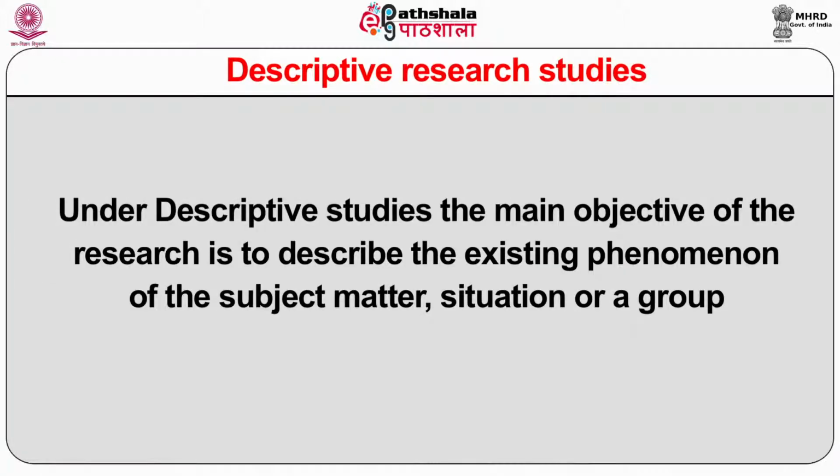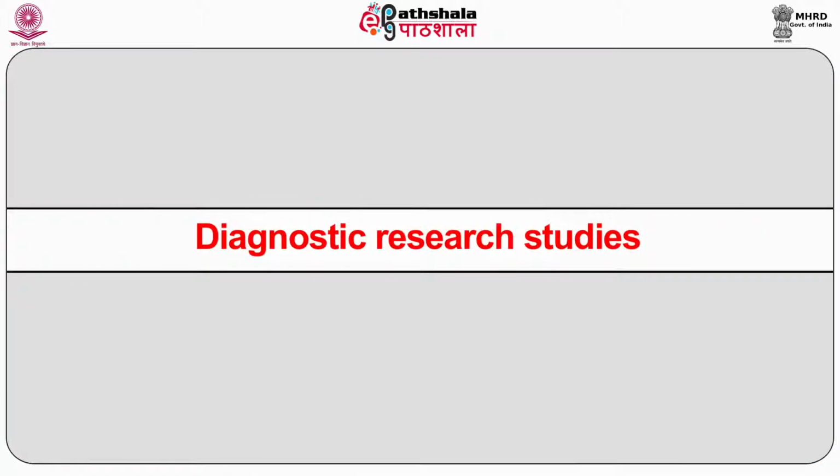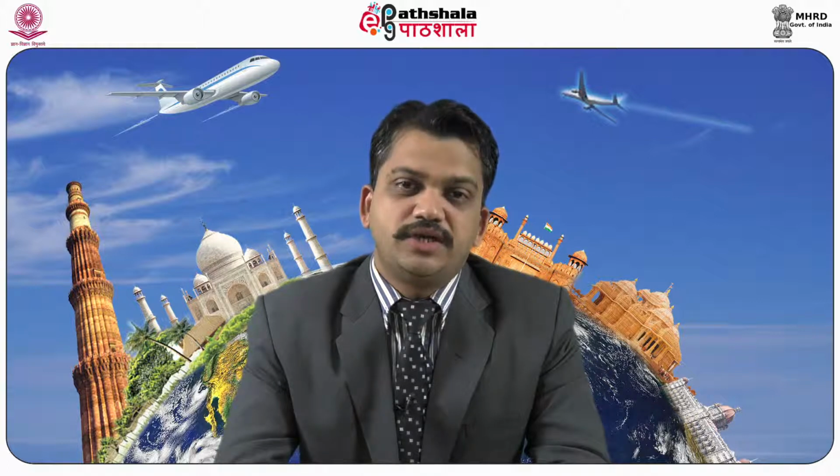Second, the descriptive research studies. Under the descriptive research studies, the main objective of the research is to describe the existing phenomena of the subject matter, situation, or a group. That is, it describes the features or the behavior of a particular set of population under study. Third, the diagnostic research study. Under the diagnostic studies, the main objective of the research is to determine the frequency with which something occurs or with which it is associated with something else.